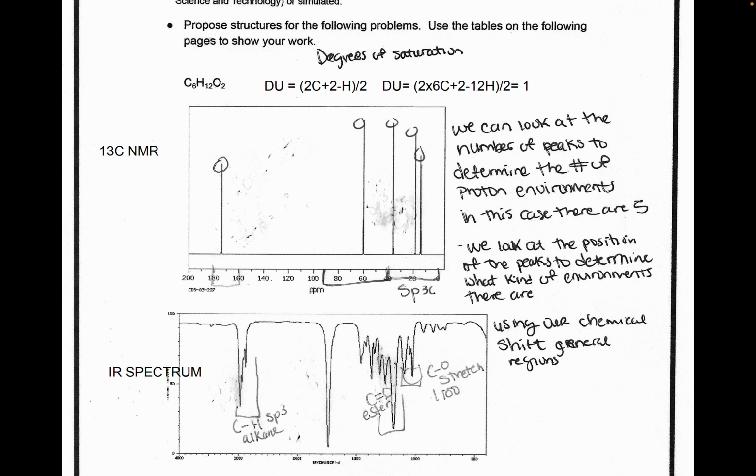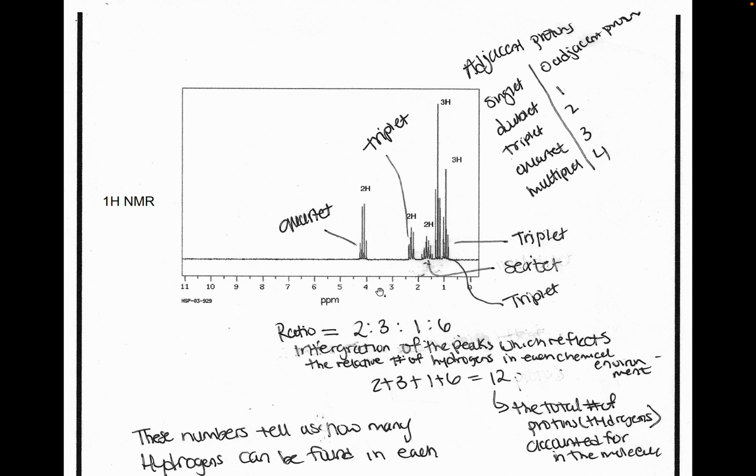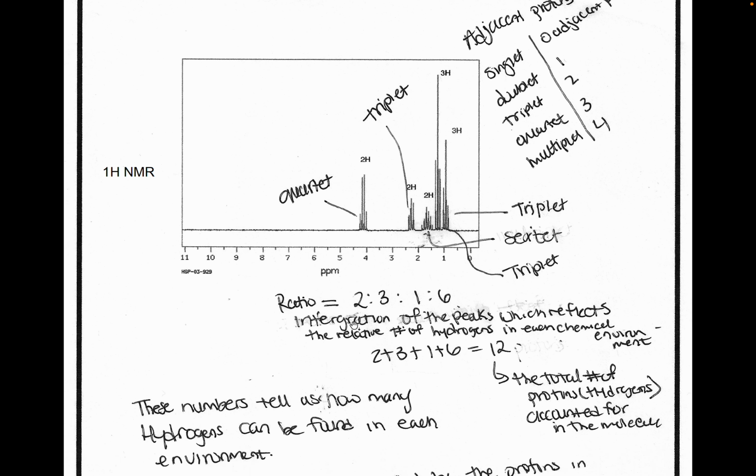Step 4 is my 1H NMR spectrum, and the proton NMR gives us detailed clues about our hydrogen environments. I made some notes here. I talked about my ratio, 2, 3, 1, 6. This is where I got the 6 from. The integration of the peaks, which reflects the relative number of hydrogens in each chemical environment.